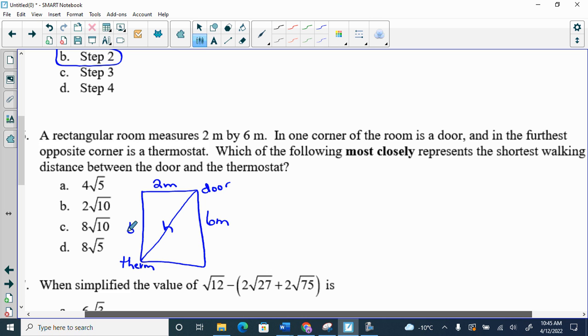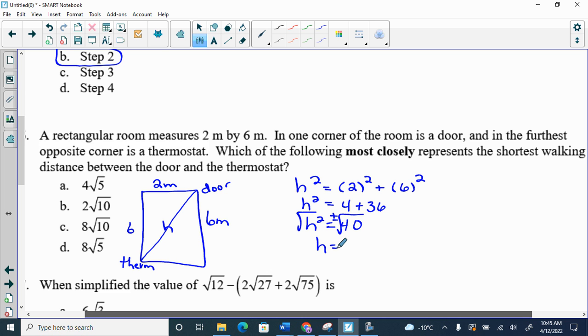So we're going to do h squared equals 2 squared plus 6 squared. H squared equals 4 plus 36. H squared equals 40. When I take the square root, I get plus or minus. However, it's a distance, so it has to be positive. And root 40 breaks down into 4 times 10. 4 comes out, it's a 2. So h equals 2 root 10.